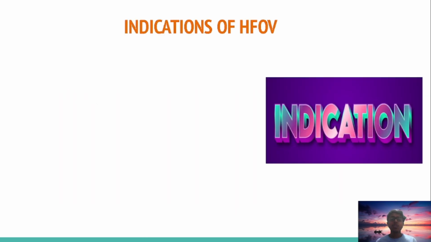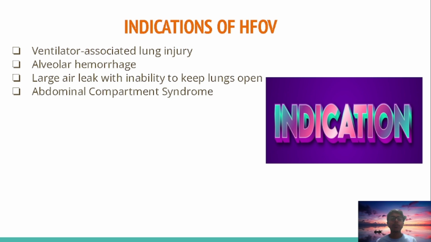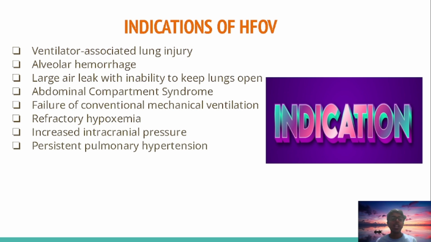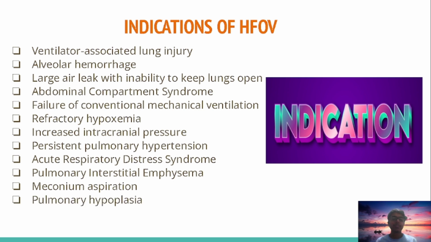Next, what are the indications of HFOV? First one, ventilator associated lung injury, alveolar hemorrhage, and large air leak with inability to keep the lungs open, abdominal compartment syndrome, failure of conventional mechanical ventilation, refractory hypoxemia, increase in intracranial pressure, persistent pulmonary hypertension, acute respiratory distress syndrome, pulmonary interstitial emphysema, meconium aspiration, pulmonary hypoplasia, bronchopulmonary fistula. So these are all indications of HFOV.